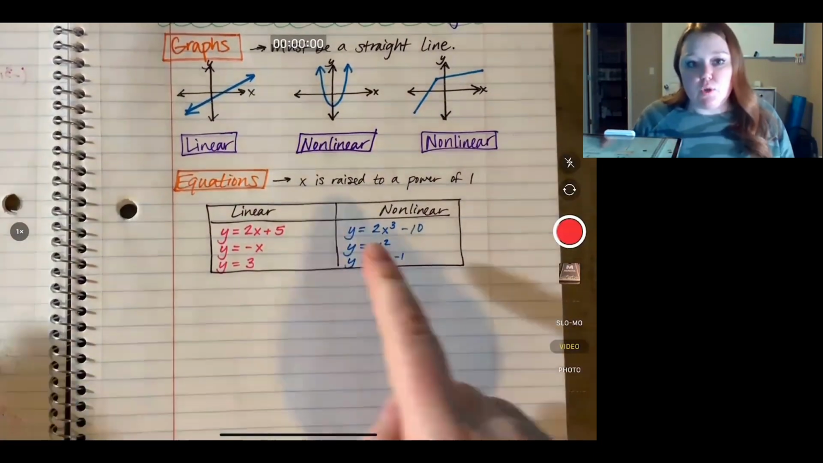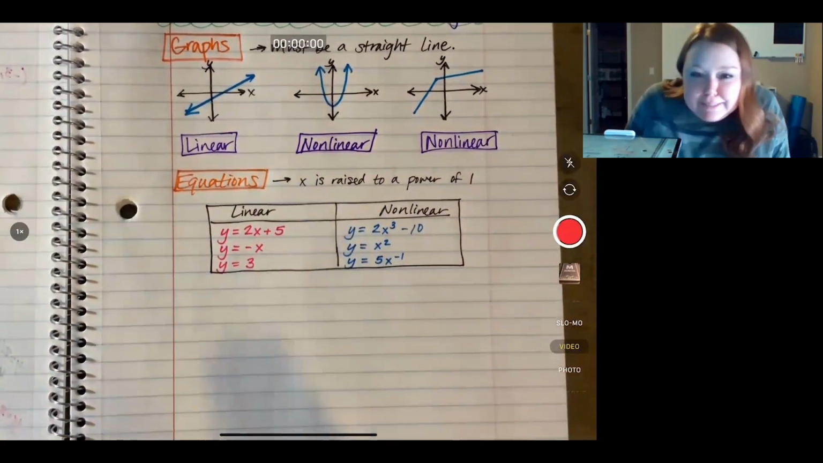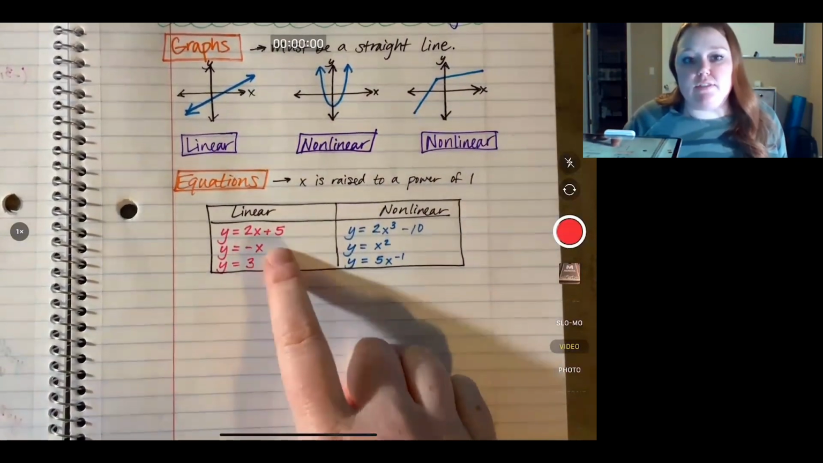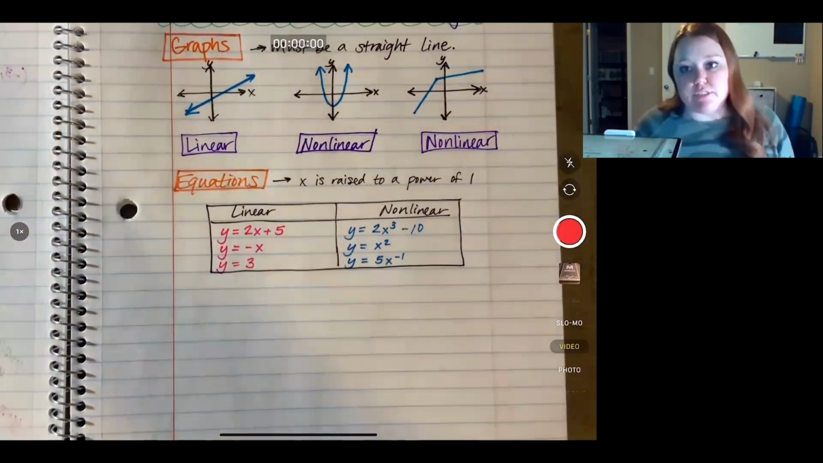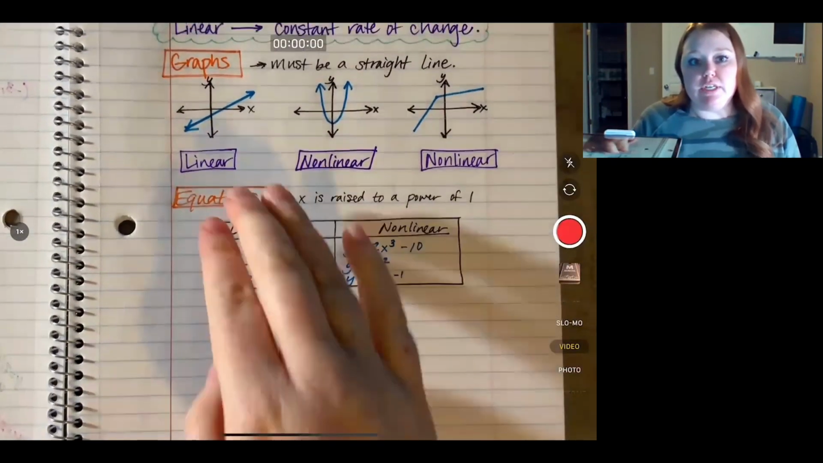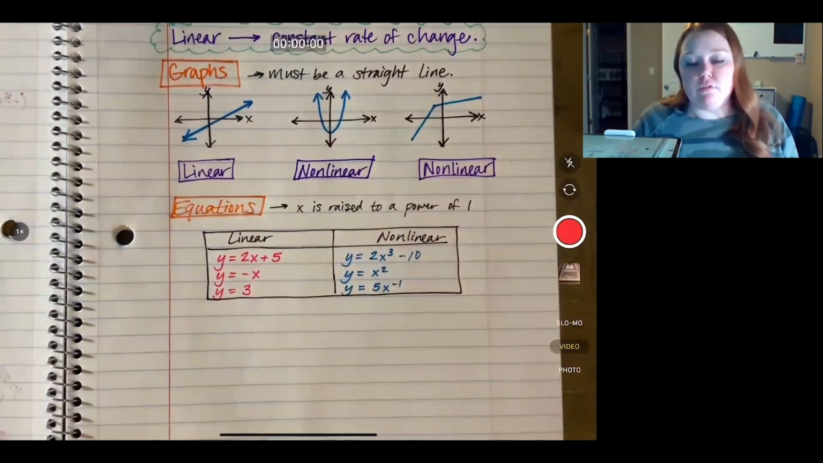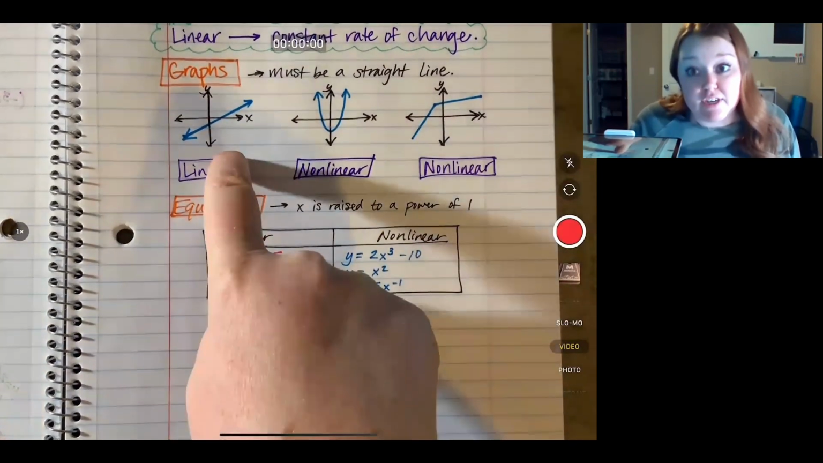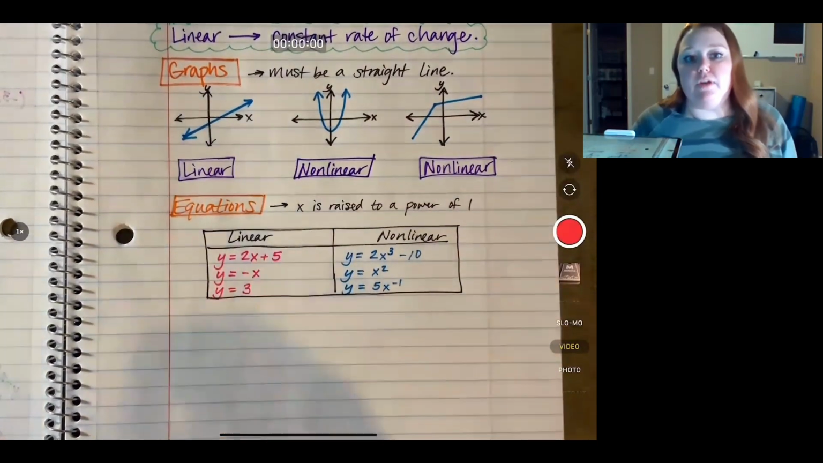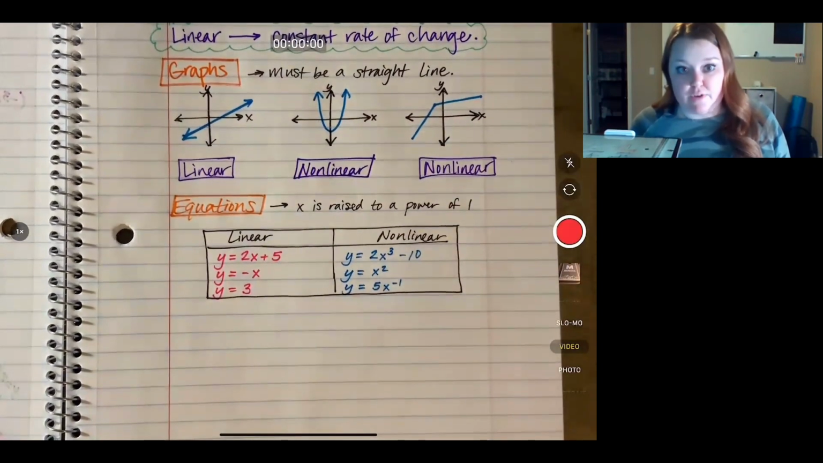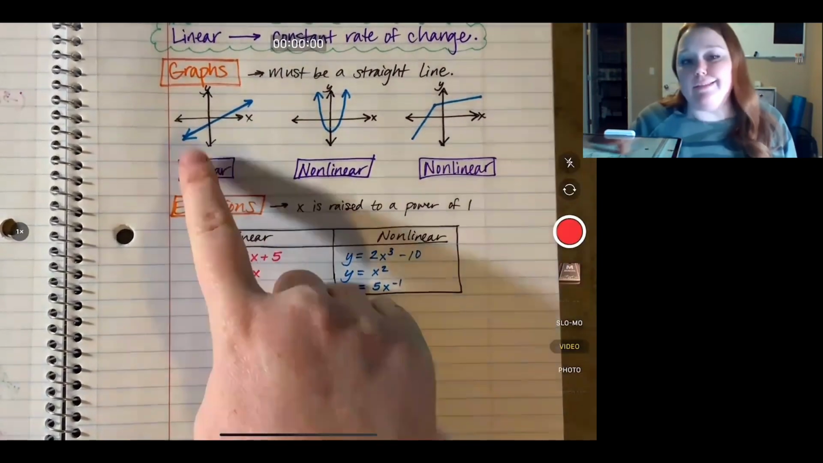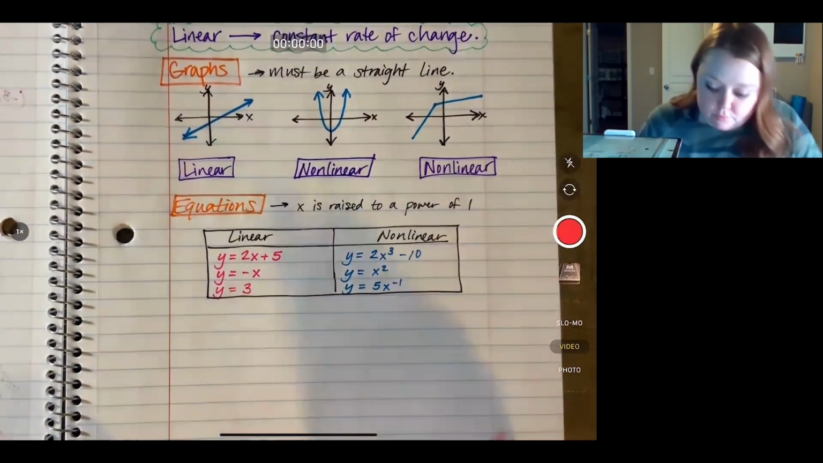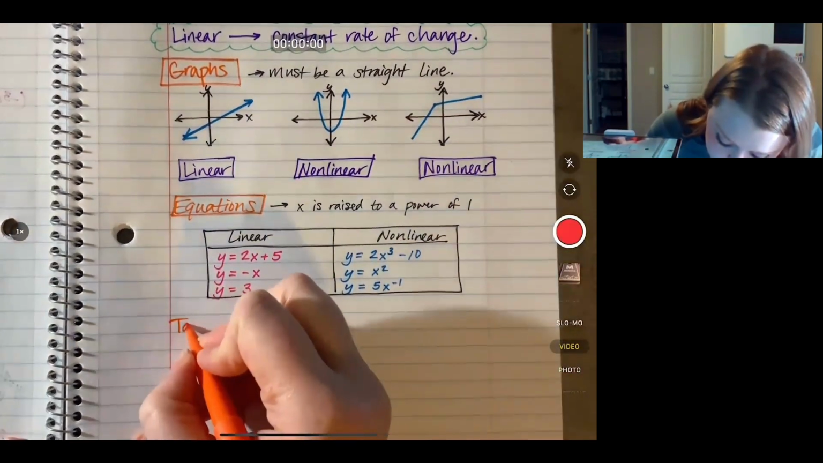Okay, so equations, pretty easy to see if it's linear or not just by looking at the value of x. If x is raised to the power of 1, yeah, it's linear. Okay, so linear, straight line on a graph. For equations, in order for it to be a straight line on the graph, x would have to be raised to the first power. Okay, so if x is raised to the first power, it ends up as a straight line on the graph. Okay, now we get into tables.